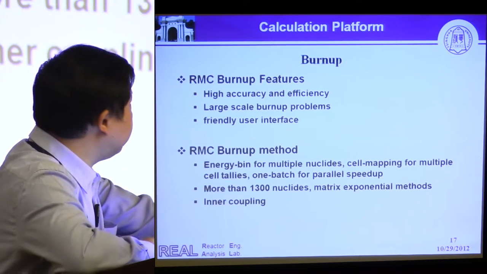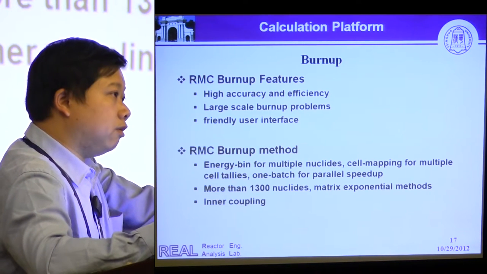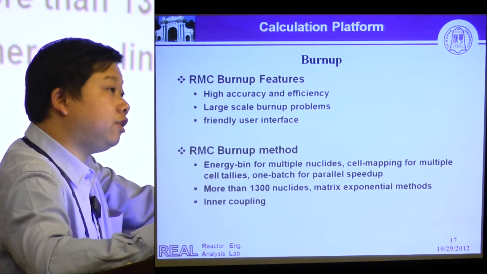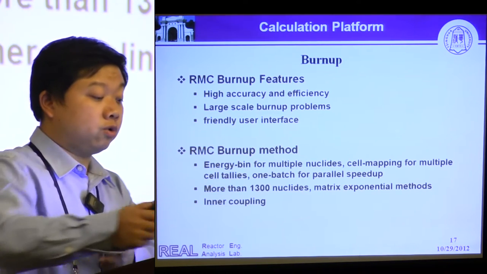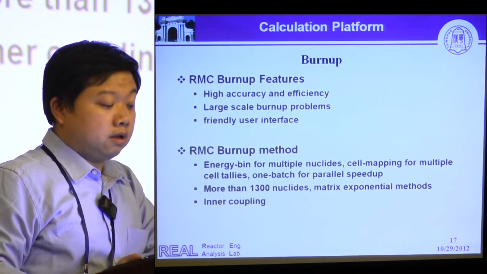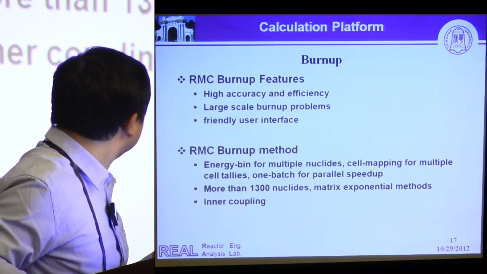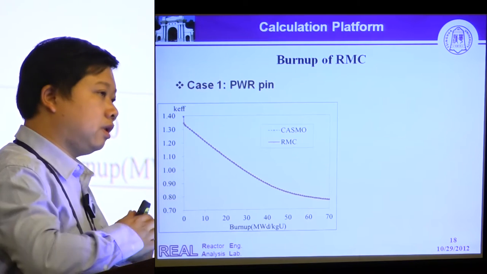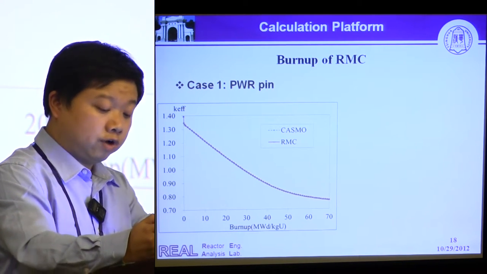Okay, second is the burn-up. We all know the burn-up is the main part in the reactor physics calculations. So the RMC code can perform the burn-up calculations. It has a high accuracy and efficiency. So we use some cases to test this function of RMC.